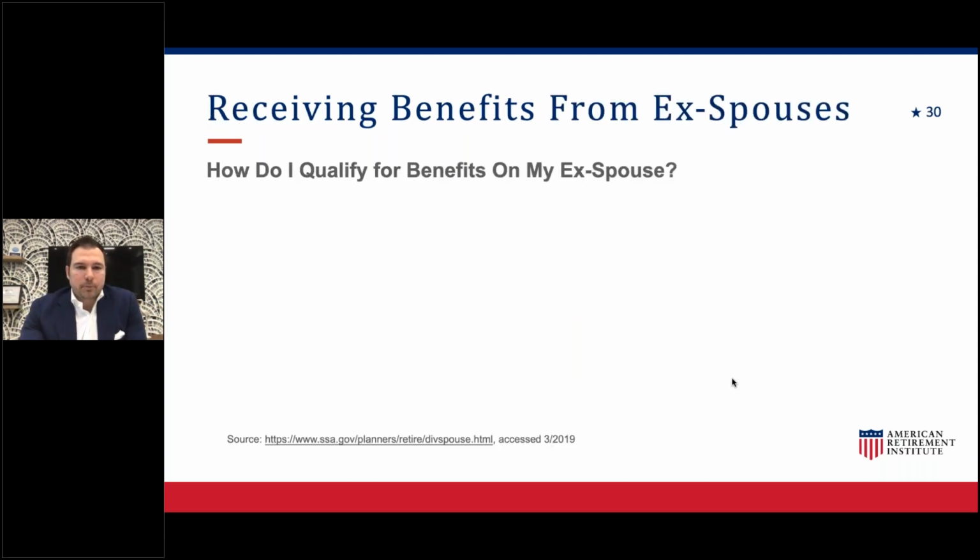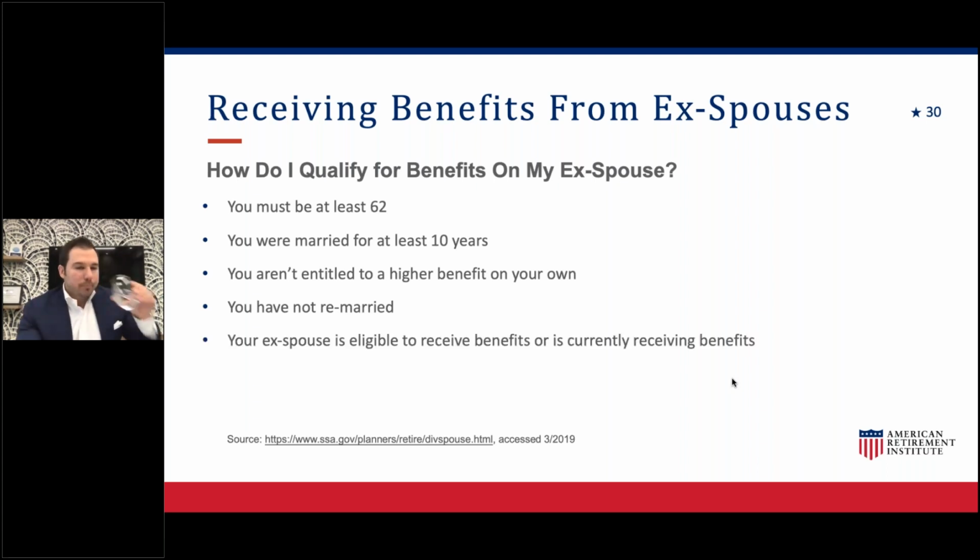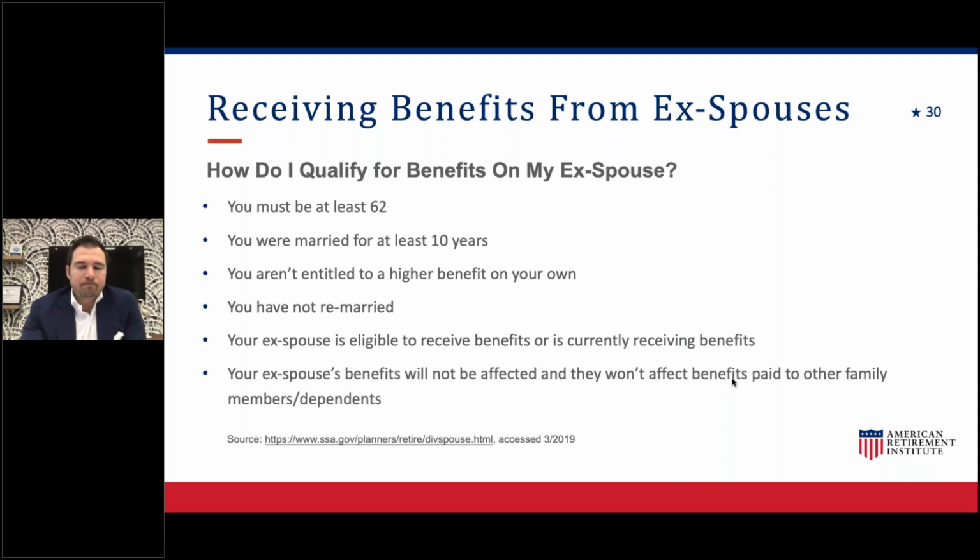Okay, receiving benefits from ex-spouses, we're on page 30 of the workbook. You must be at least 62, although widowers can receive a widow's benefit at age 60. So for ex-spouses, you've got to be married at least 10 years. You aren't entitled to a higher benefit on your own. You have not remarried. Your ex-spouse is also eligible to receive benefits, meaning they have to be at least 62. Your ex-spouse's benefits will not be affected, and they won't affect benefits paid to other family members either.